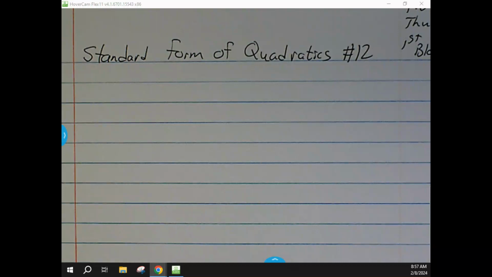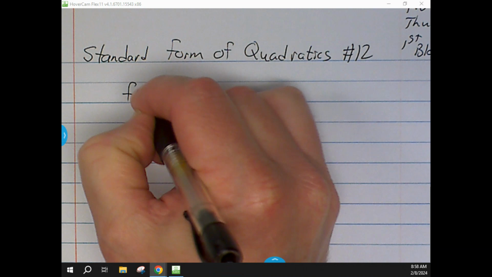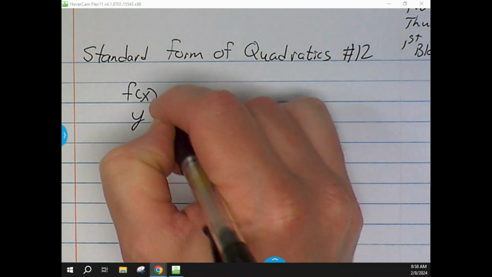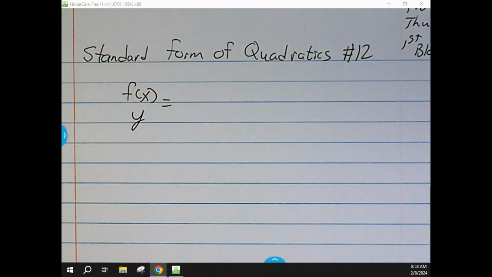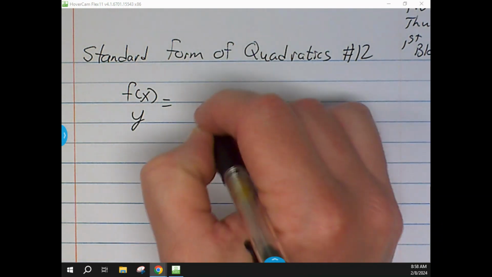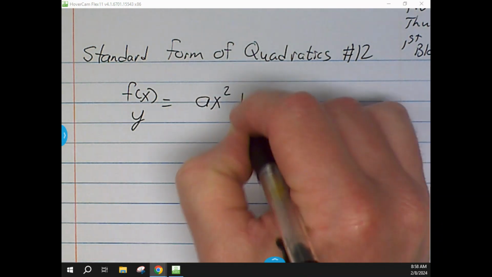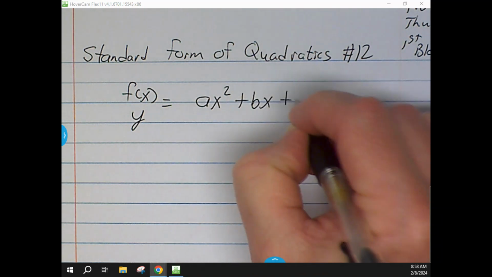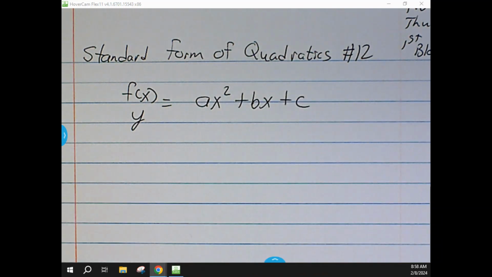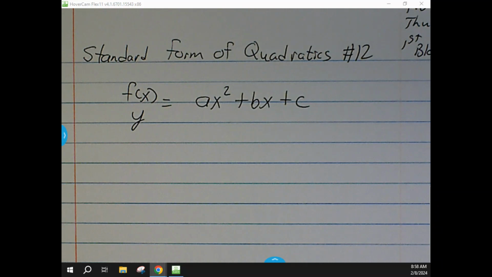So with standard form, it's going to be either one of two things. Whether they give you a function or an equation, it really doesn't matter because it's going to be basically the same thing either way. It'll be f of x or y equals, and it's going to be something like this, where you've got ax squared plus bx plus c. There are no parentheses for one like this.